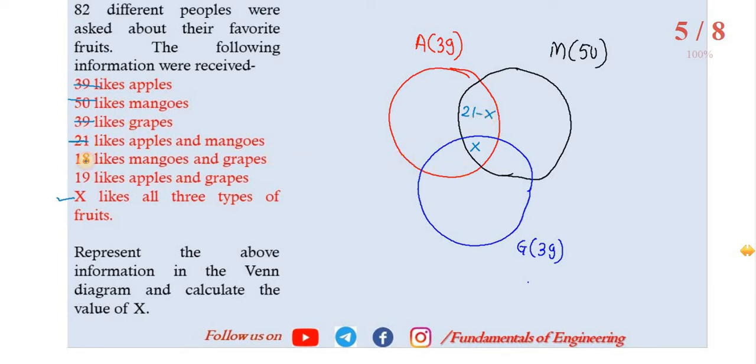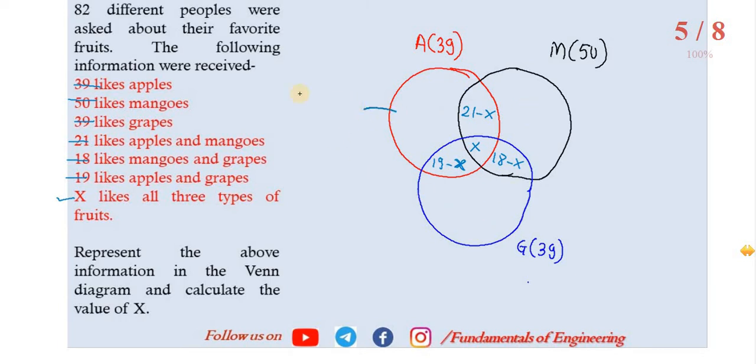Next is 18 people like mangoes and grapes. Mangoes and grapes, 18. So x is already present, so 18 minus x. And this last one, 19 people like apples and grapes. Apples and grapes, so 19 minus x. Now we need to find out the people who like only apple, only mango and only grapes.